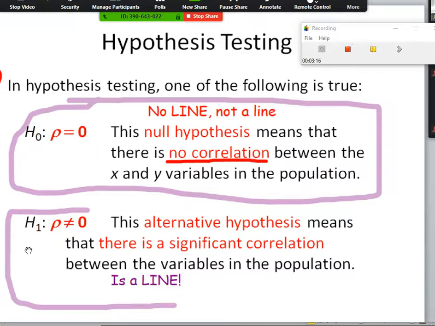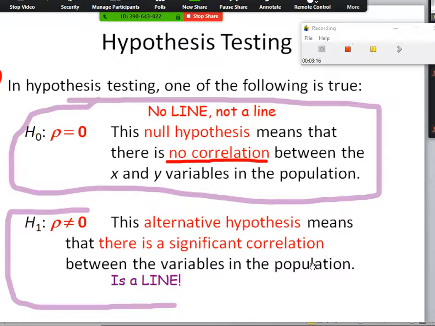H1 will be the opposite of that. Not equal to 0, which means that there is a correlation and there is a line. So that's the thing that's kind of weird. People get thrown off because they see a not equal to and they want to go with not, right? But remember, equal to means no difference, right? If 2 things are equal, there's no difference. No line, no correlation. So here, there is a difference. It is a line. Not equal to means it is different. So there is a correlation.